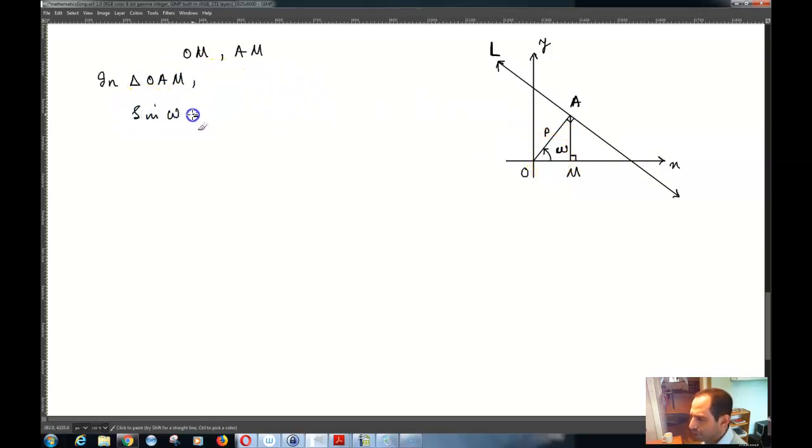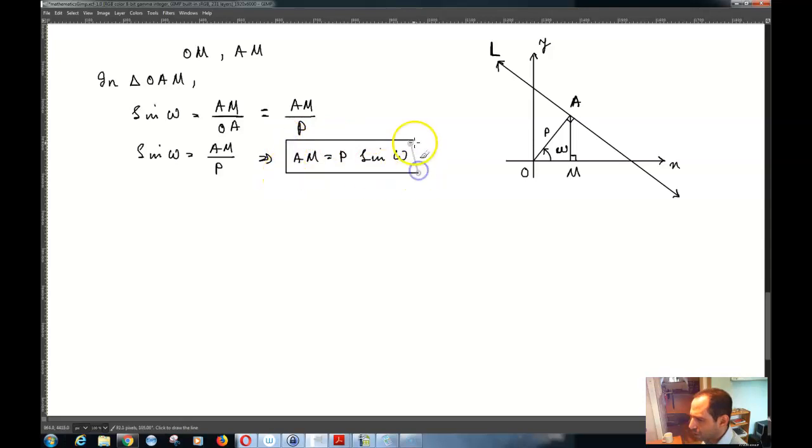Sine omega is equal to AM over OA, which is equal to AM over P. So that means that sine omega is equal to AM over P, which means that AM is equal to P times sine omega. So that's one thing that we can use here.